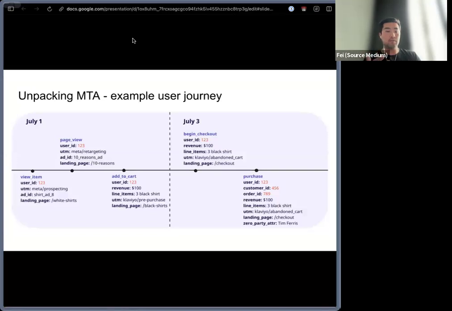It started with a view item. So these event names are standardized to the GA4 e-commerce event names, just FYI. So view item is the same as view PDP, right? This hypothetical company sells t-shirts, right?